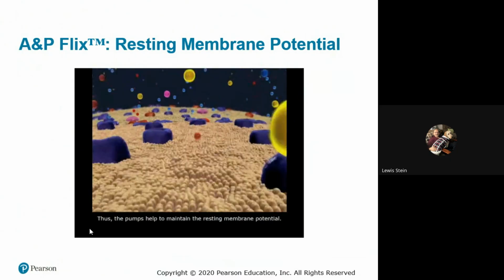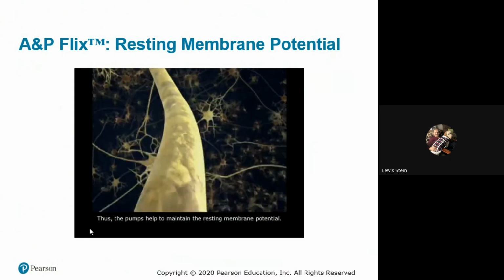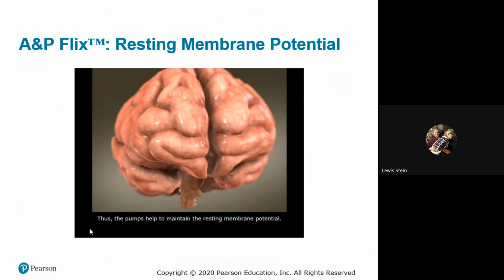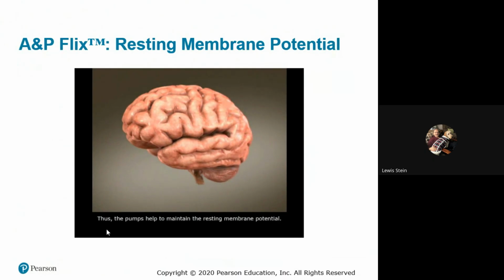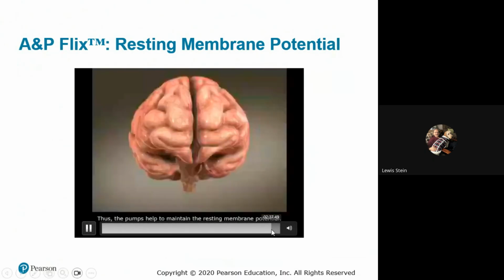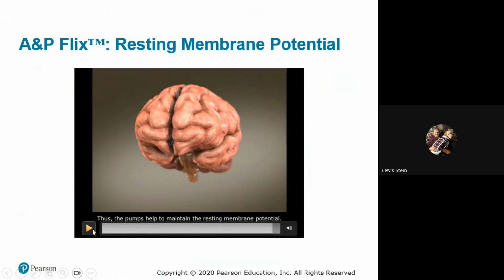Thus, the pumps help to maintain the resting membrane potential. A couple of things to note. So that's why there's always more sodium outside. There's always more sodium outside and potassium inside. Those pumps, in most cells, work occasionally, but in nerve and muscle cells they work constantly, because those cells are constantly sending signals.